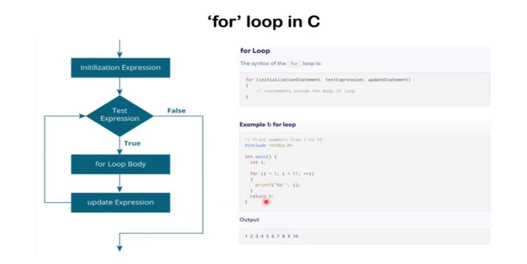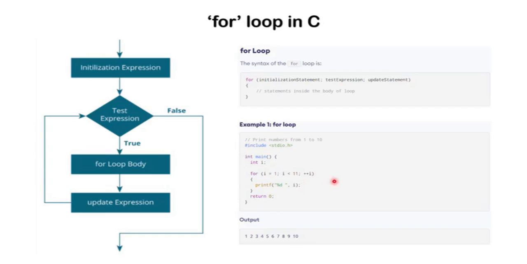So here is a simple program to print the natural numbers from 1 to 10. The initial expression is i equal to 1. The condition is i less than 11. Instead of this, I could have also written i less than or equal to 10. That can also work. The update expression is ++i. Instead of this, you can also write i = i + 1. No worries, it will work.